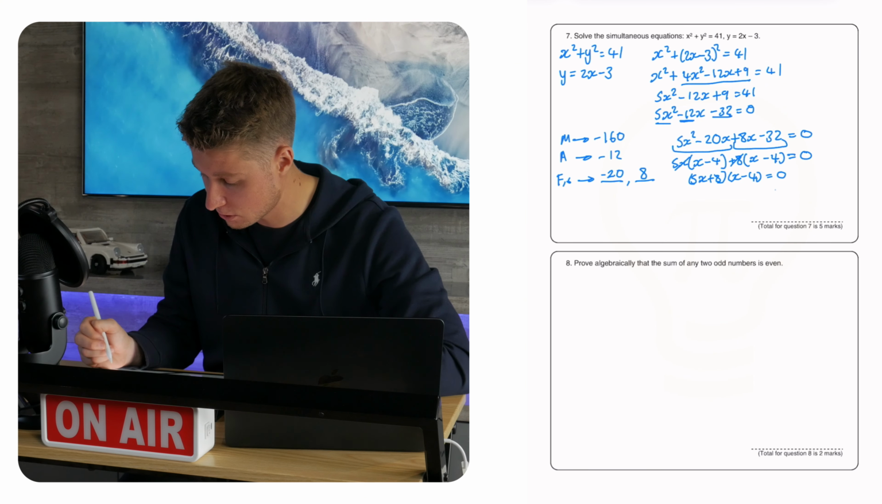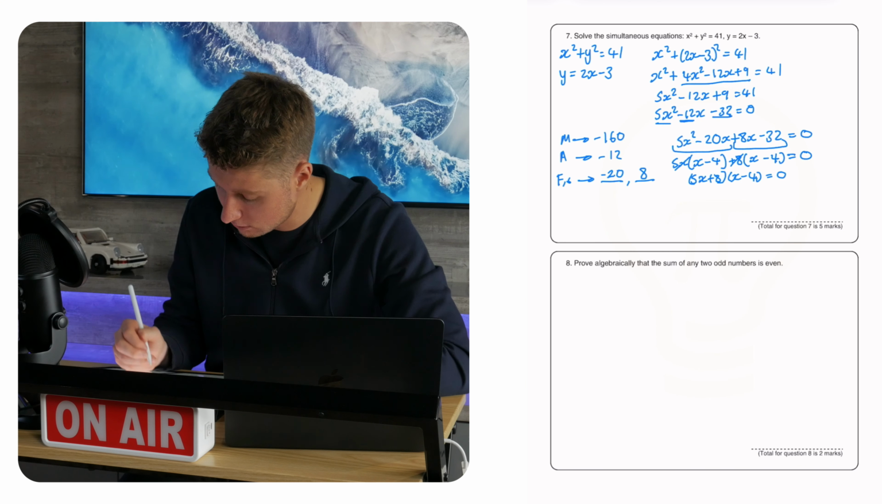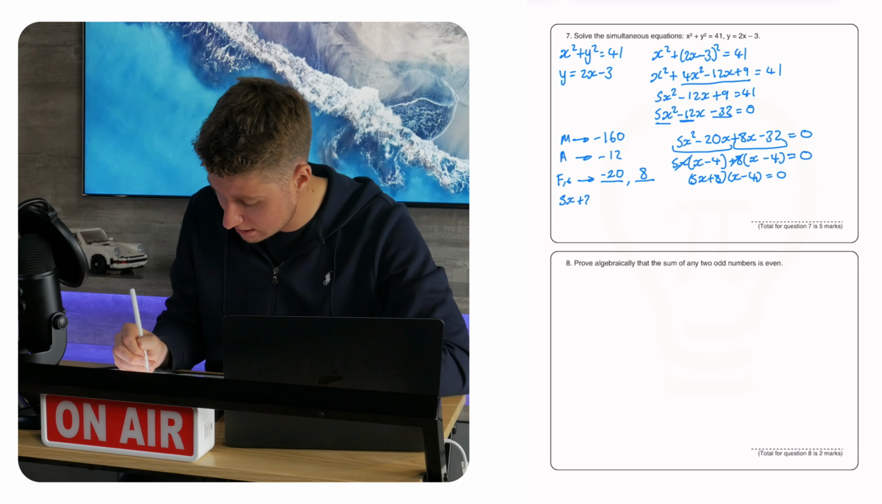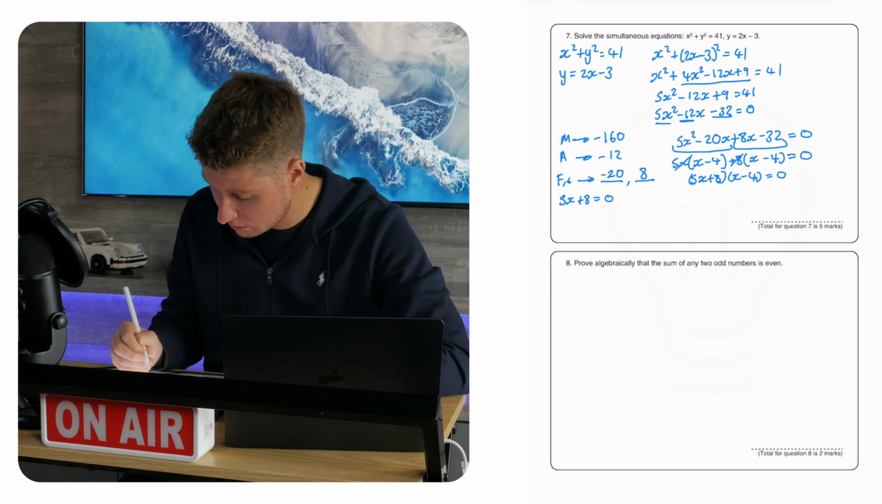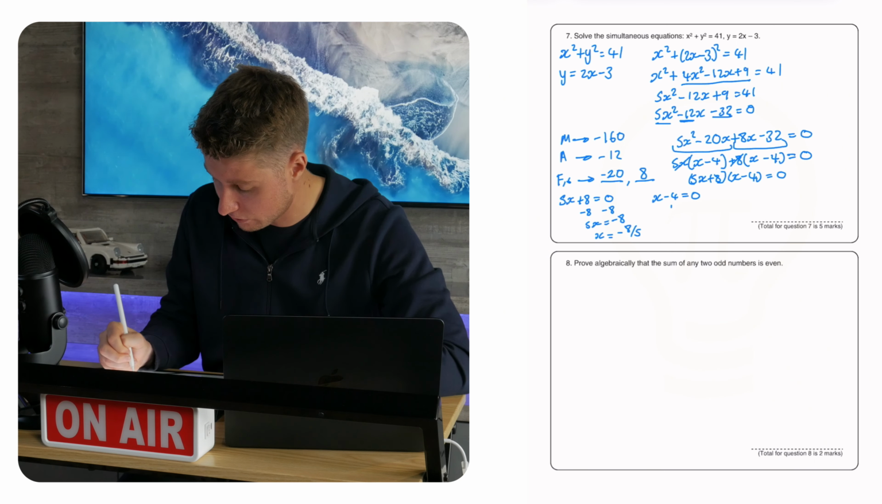So again, two terms multiply together to give us 0. One of the terms must equal 0. So either 5x plus 8 is equal to 0, which means that if we subtract 8 from both sides, 5x is equal to negative 8. So x is equal to negative 8 over 5. Or x minus 4 is equal to 0. So if we add 4 to both sides, x is equal to 4.